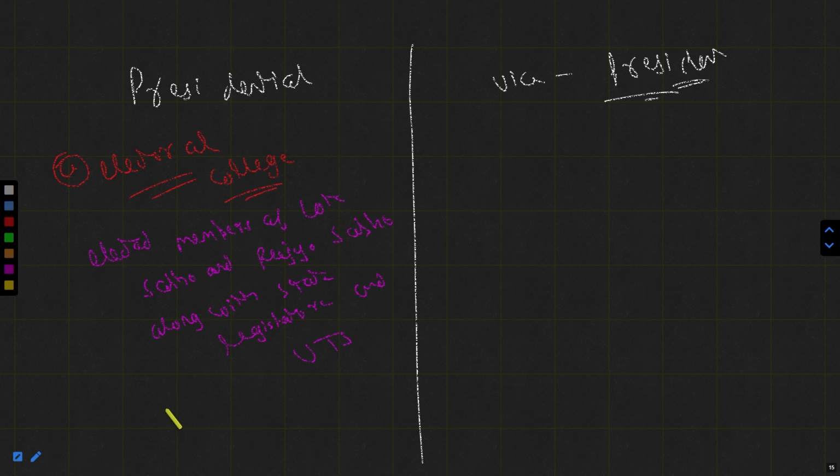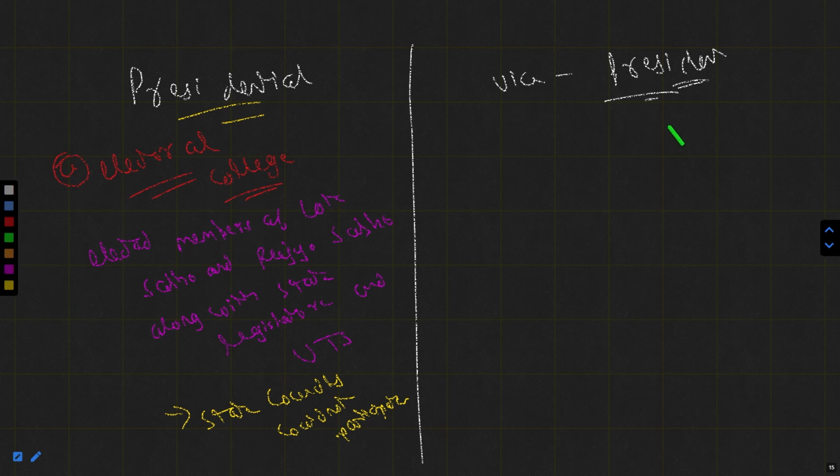Okay. Second, state councils could not participate. Okay. It means state legislative council is not allowed to participate in the presidential elections.